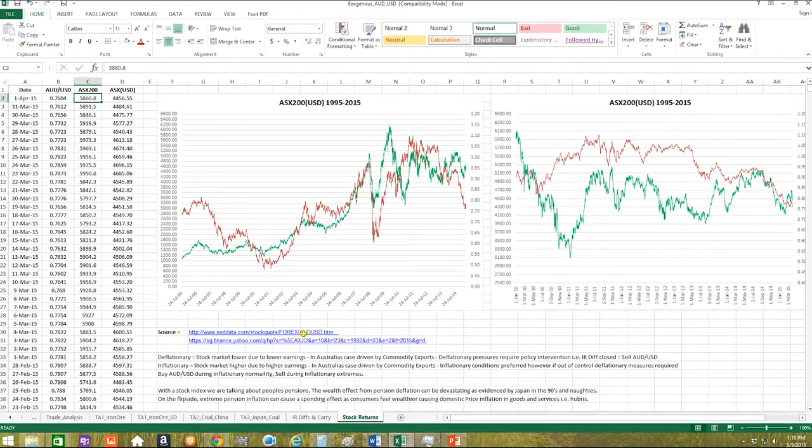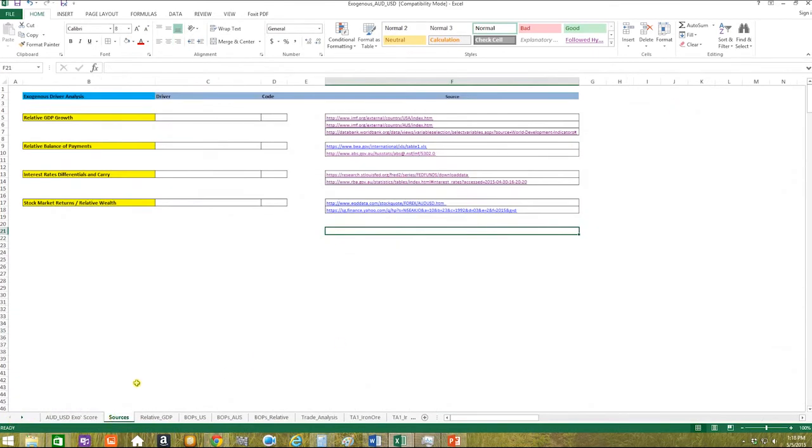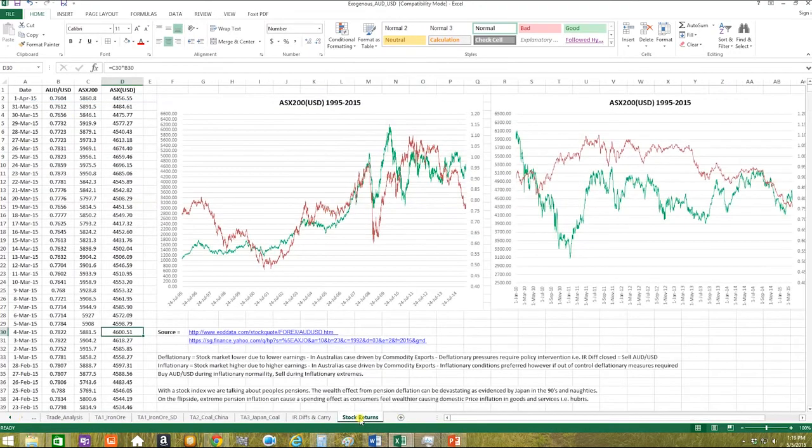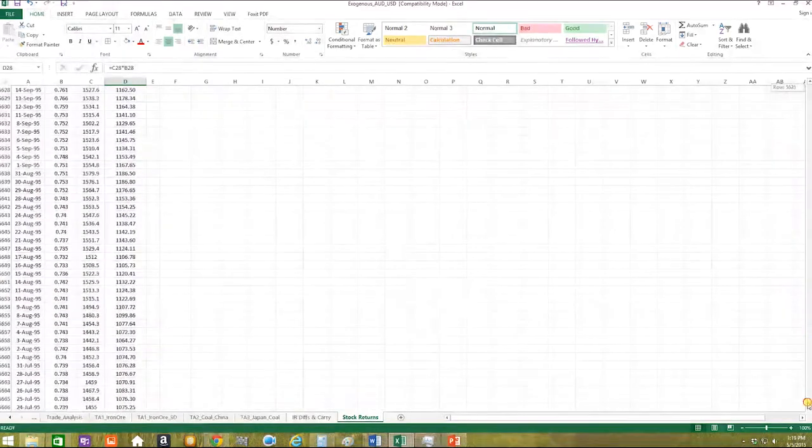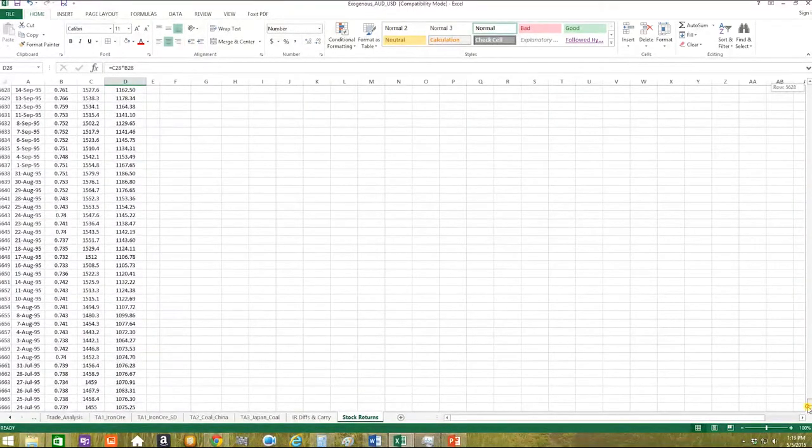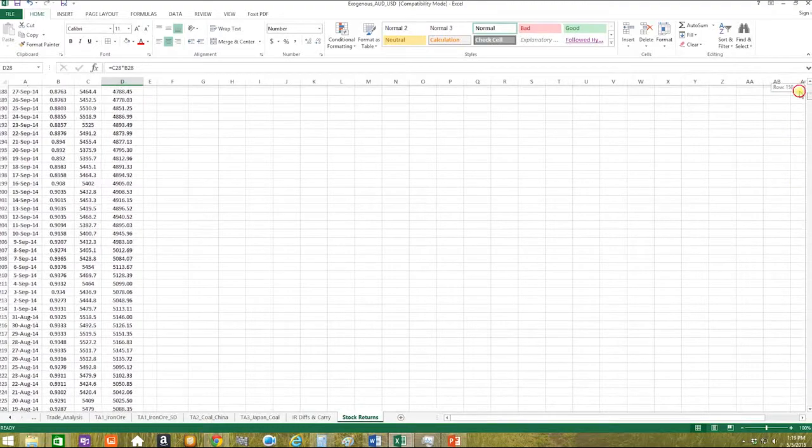This EOD data you can get is another way of getting daily data for Aussie dollar, US dollar, or other Forex pairs. And we've got the Yahoo Finance link here. You can also navigate over to the sources tab to get hold of everything as well. So if we just go back over to stock returns, you'll notice the data set as well is going all the way back to 1995, so July 95.